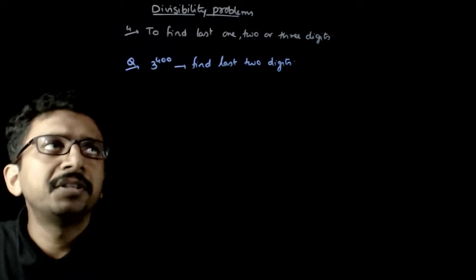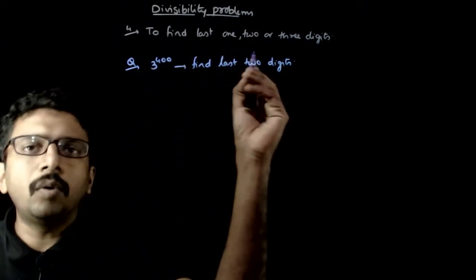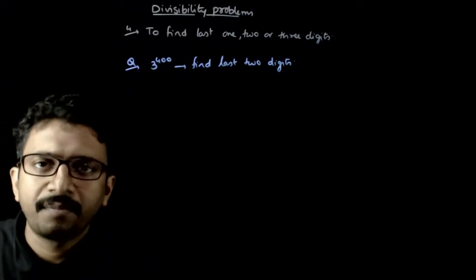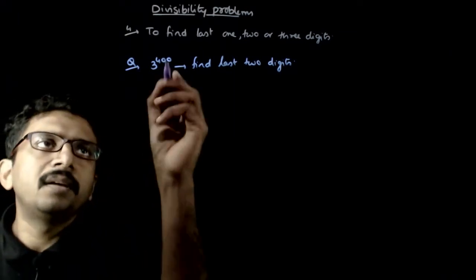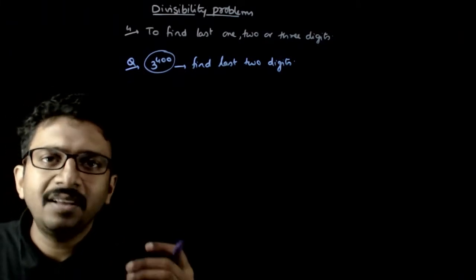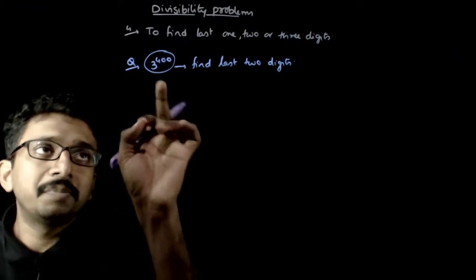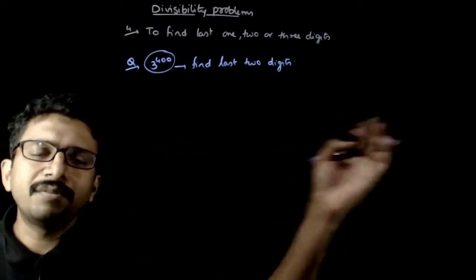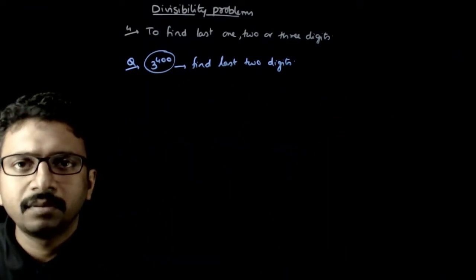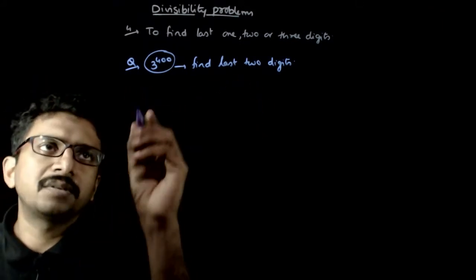So the next type of question that is asked in divisibility problems is to find the last 1, 2 or 3 digits of a very big number. So for example, if you have 3 power 400, 3 is multiplied by itself 400 times. You can see that it's a very large number. But you are asked to find the last 2 digits of the number. So what's the theory for this type of questions?